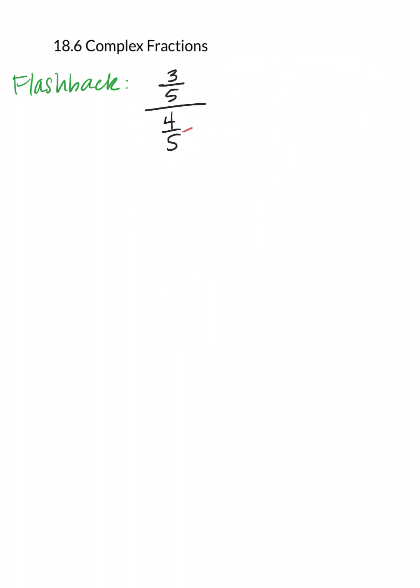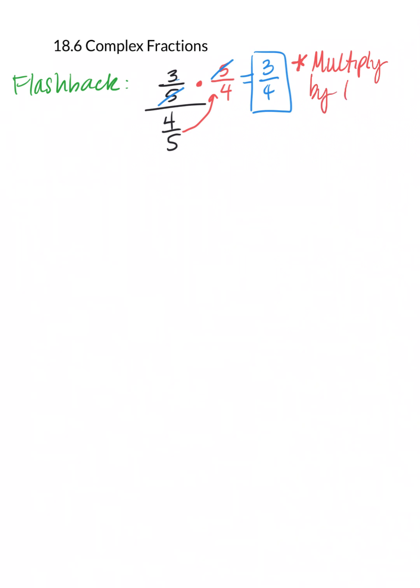You had to multiply by the reciprocal. That means I flip this one over and I multiply. And then I look at what I have. Well, if I have a 5 on the top and 5 on the bottom, they will cancel out. And then I follow the basic multiplication rules, top to top, bottom to bottom. And I'll end up with 3 over 4. And that's my answer. So if you remember, when we divide a fraction, we multiply by the reciprocal.